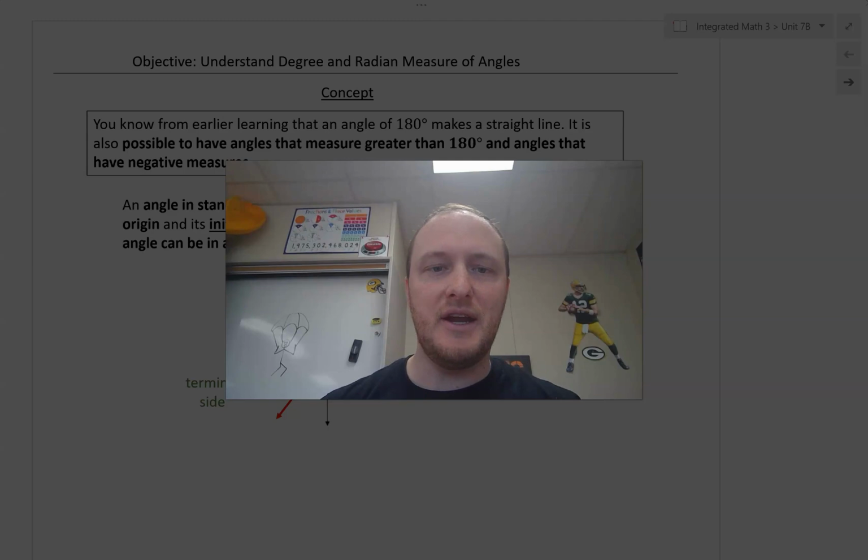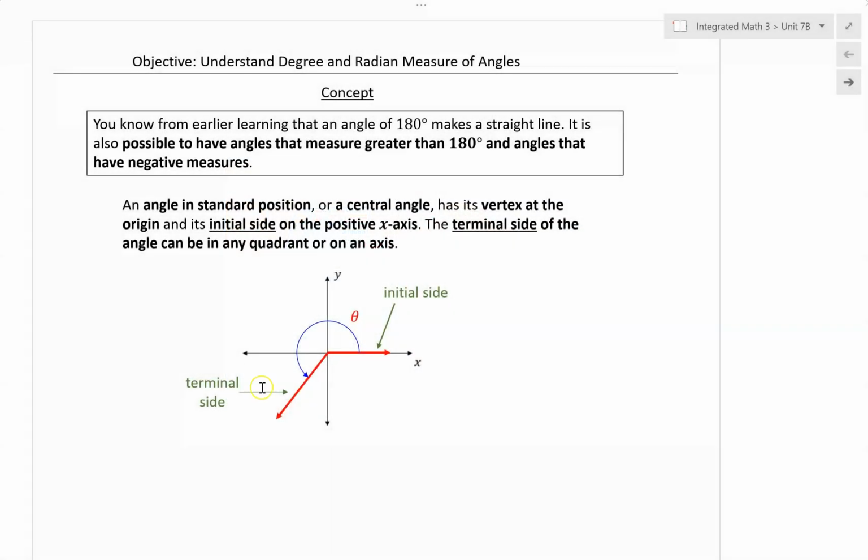Okay, so let's go ahead and look at this idea. You know from earlier learning that an angle of 180 degrees makes a straight line. It is also possible to have angles that are greater than 180, and believe it or not, you can actually have negative angles. Let's talk about an angle in standard position.